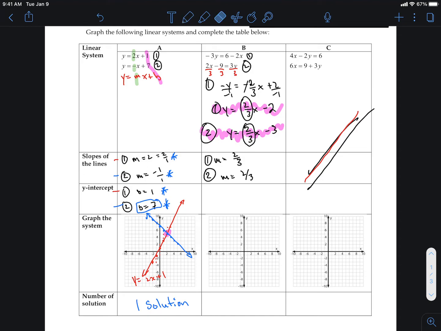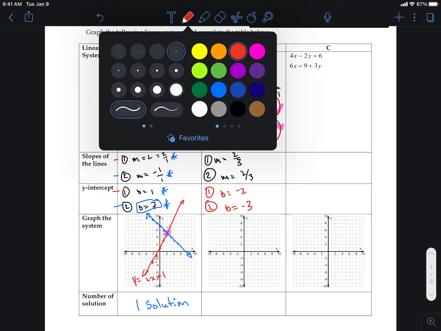Okay, so now we can go back here and we're like, okay, well, what are the y-intercepts? Well, they're on the end, right? In the first one, the b value is -2, and in the second one, the b value is -3. So what's that tell us? We don't even really have to graph the line, but we will. Okay.